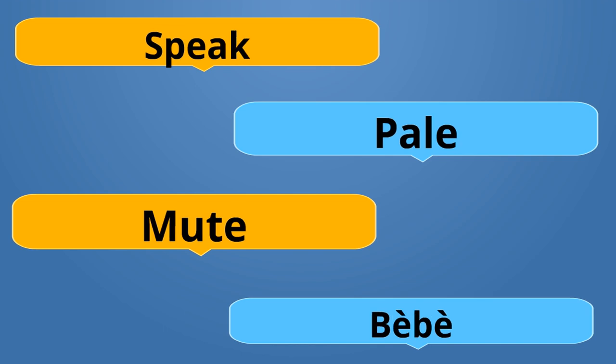We have speak and mute. They're opposites, okay? Speak is parler. Parler, mute is bébé. Bébé. Okay? So parler and bébé.